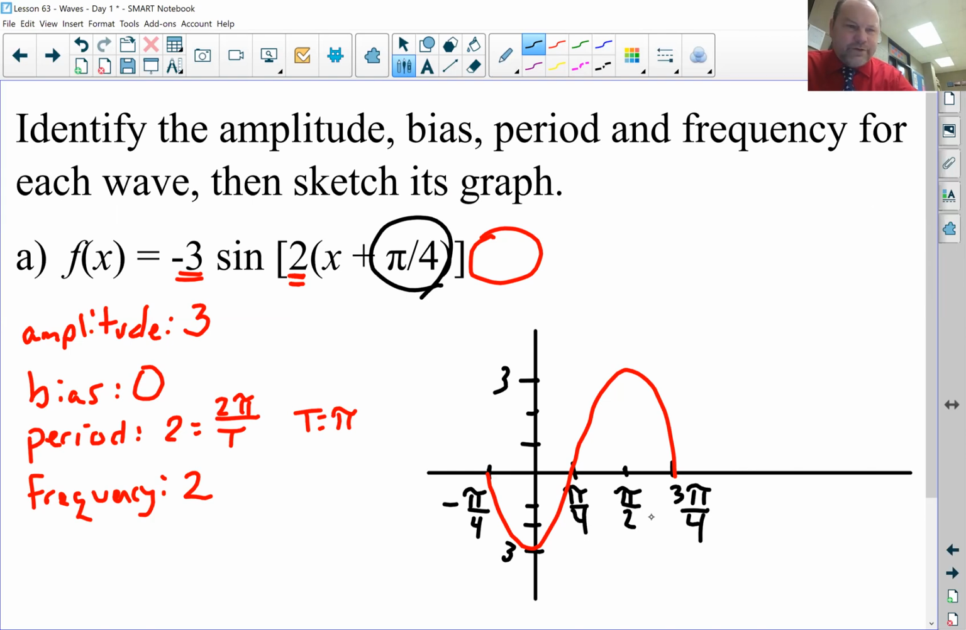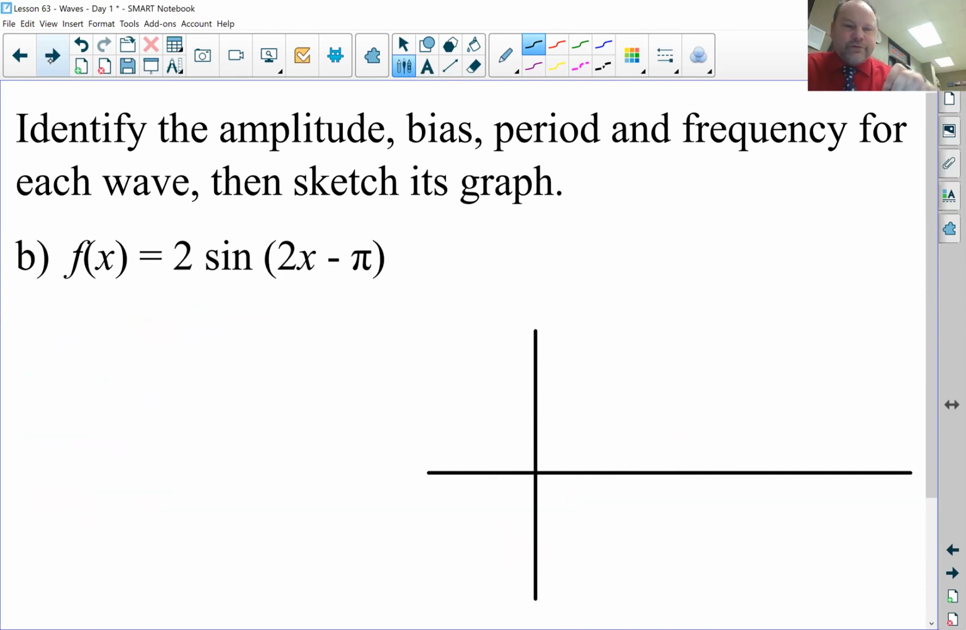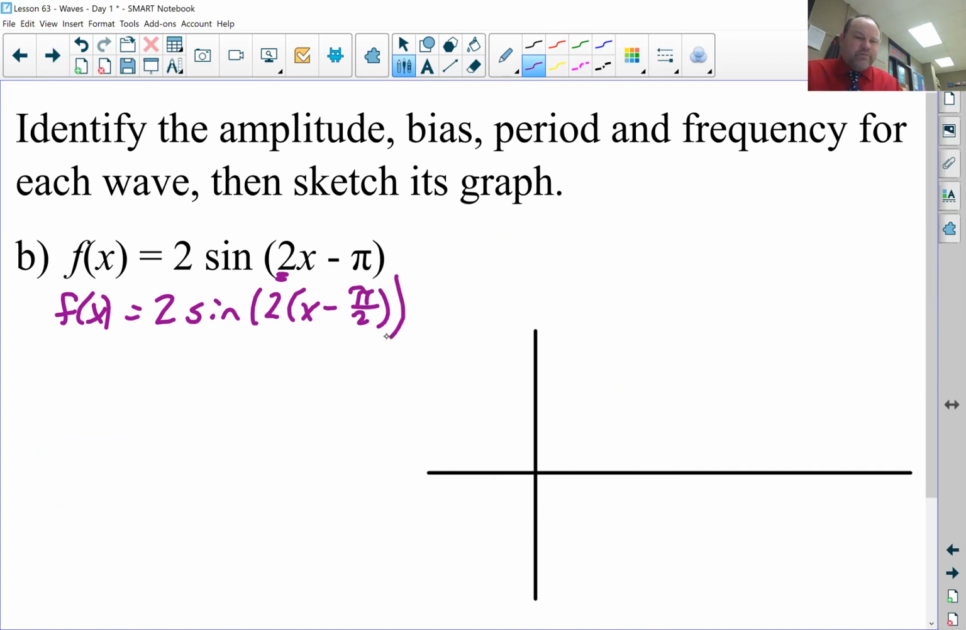So the one thing they may do to try to confuse you is do something like this, where the sine function isn't broken apart in the parentheses. So what you would need to do is factor out that value. And basically that means you're just dividing everything by 2.